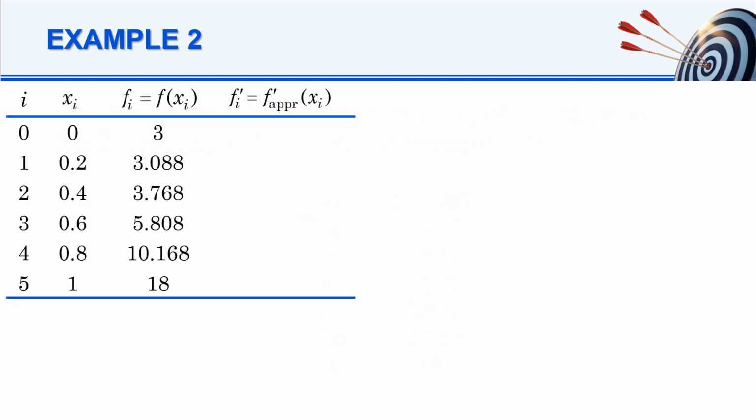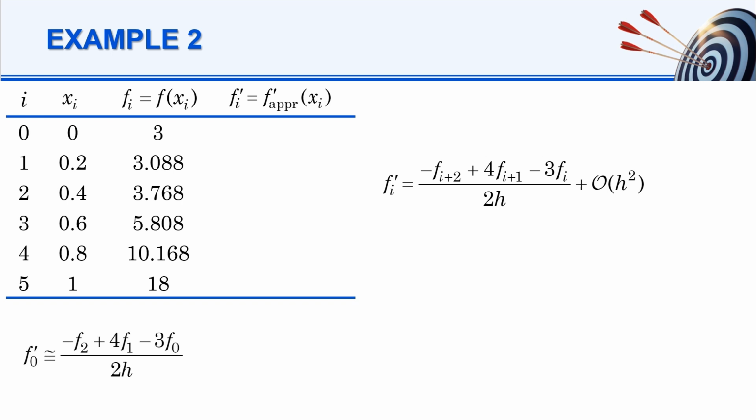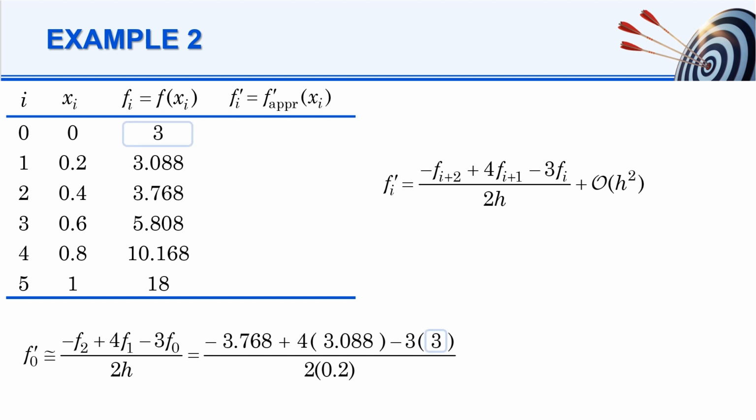For i equals 0 or x equals 0, we will make use of the second-order forward difference formula since this data point is the left endpoint of the dataset. The forward difference formula for f0' involving f0, f1, and f2 takes the following form. Substituting the numerical values, we find f0' to be minus 1.04.